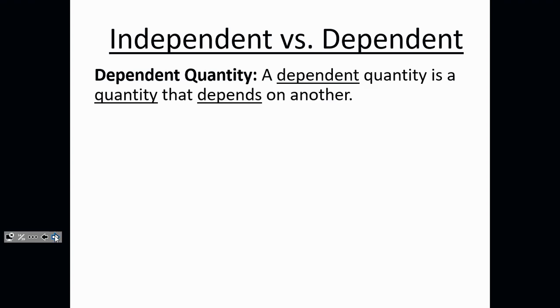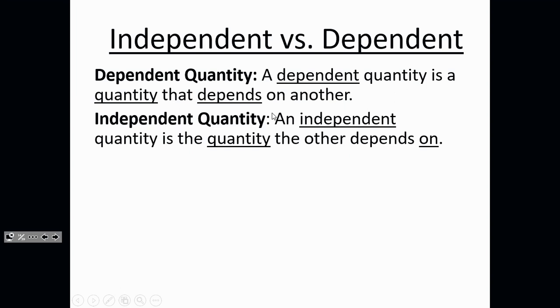Okay, moving on to independent versus dependent variables and quantities. This is what answers our essential question. A dependent quantity is a quantity that depends on another. Now, I know that may seem obvious, but think about what that means. This has to depend on the other amount. All right, we'll get more into what that means.